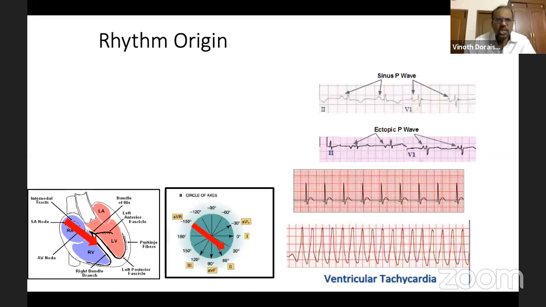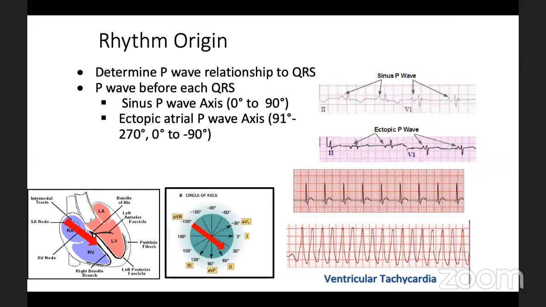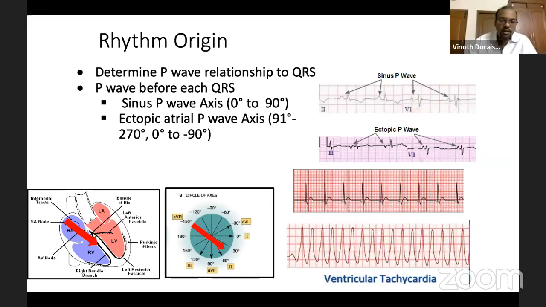For saying it is a sinus rhythm, you need 2 things. Each P wave has to be succeeded by a QRS complex with a constant PR interval, and the axis of the P wave should be normal. So how do you calculate the axis of the P wave? We know that this is the sinoatrial node and this is the AV node. So definitely the wave of depolarization has to go in this direction, which means the wave of depolarization of the atrium has to go towards the lower left quadrant.